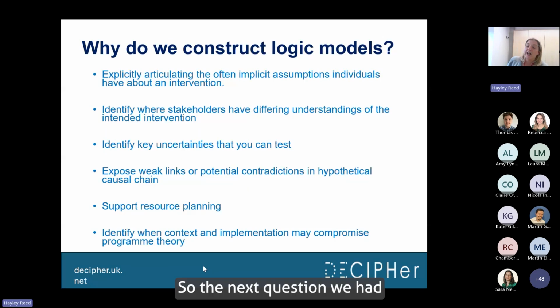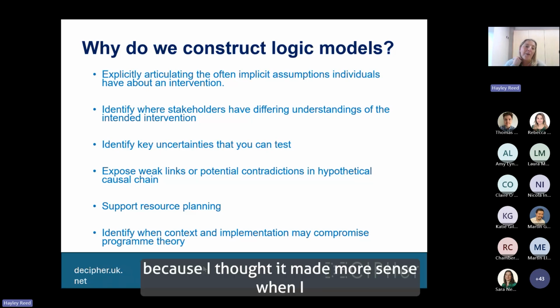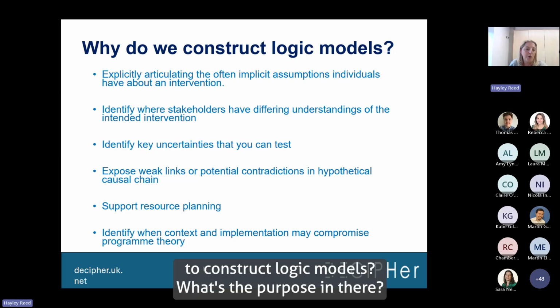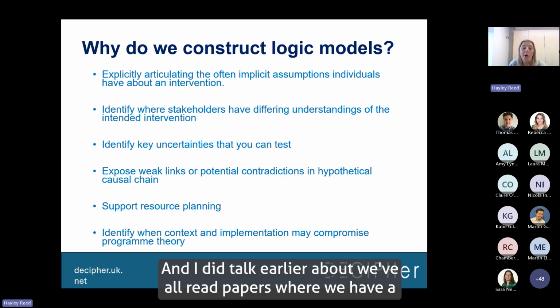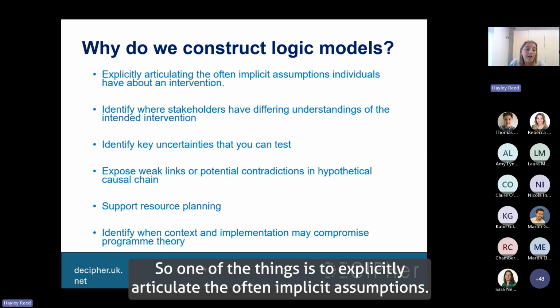So the next question we had was actually how, but I've changed it around and I've done why first because I thought it made more sense when I put the slides together. So why? Why do we want to construct logic models? What's the purpose in there? I did talk earlier about how we've all read papers where we have a description of an intervention, but we don't necessarily understand it. So one of the things is to explicitly articulate the often implicit assumptions.